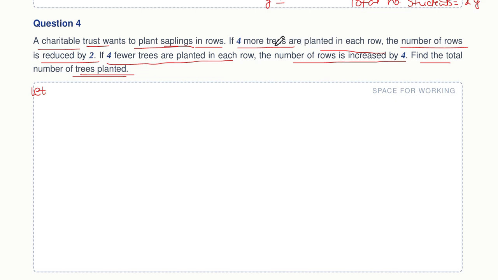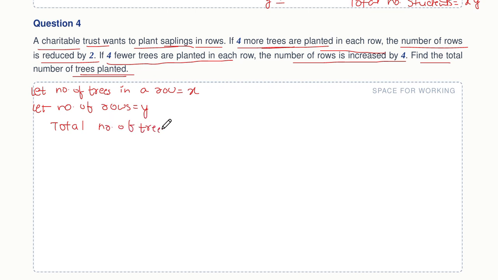So let's see what we have: the number of trees planted in each row. So let number of trees in a row be equal to x, and let number of rows be equal to y. So if you multiply number of trees in each row and number of rows, we'll get total number of trees. Total number of trees is equal to x multiplied by y.